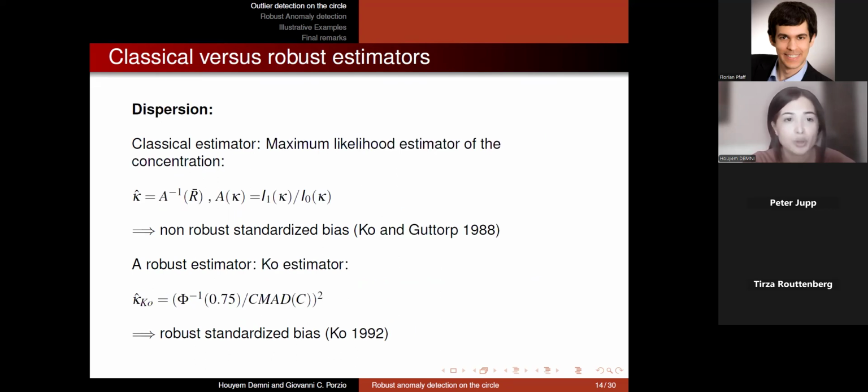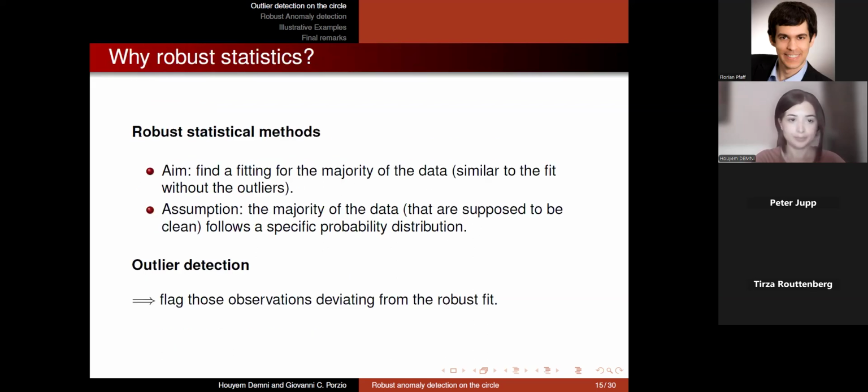As for the dispersion, as a classical estimator we have the famous maximum likelihood estimator, which is also known to have a non-robust standardized bias. As a robust estimator, within the literature, we find the Q-estimator, which is given by this formula. I will go back to these estimators later. This estimator is also known to have a robust standardized bias.